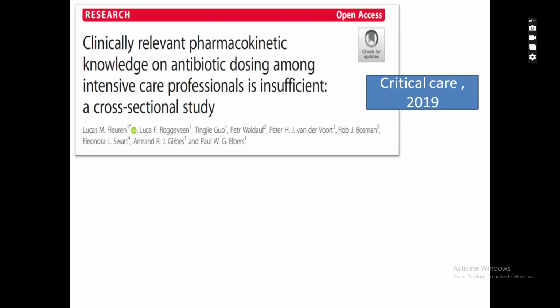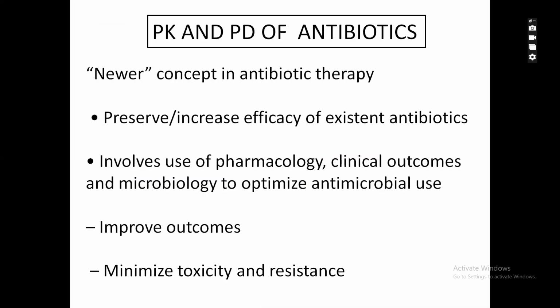So, coming to the PK/PD of the antibiotics. Why do we need PK/PD of the antibiotics? Pharmacokinetics and pharmacodynamics, these are old pharmacology topics we left in the second and third year of MBBS. Why, today, in the intensive care, do we need PK/PD of the antibiotic? If you have the knowledge of pharmacokinetics and pharmacodynamics of the antibiotic, then you can use the antibiotic in a smarter way.